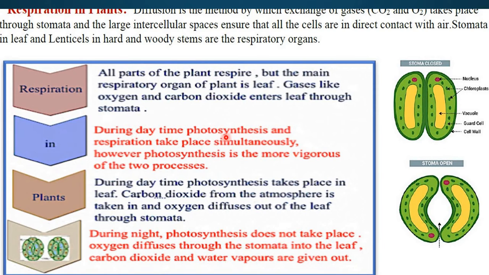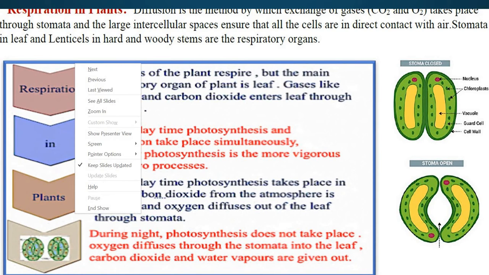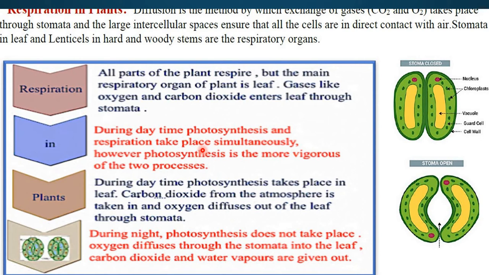During daytime, photosynthesis and respiration take place simultaneously. However, photosynthesis is the more vigorous of the two processes due to the presence of sun, obviously. During the daytime, photosynthesis takes place in the leaf. Carbon dioxide from the atmosphere is taken in through stomata, and the oxygen diffuses out of the leaf through stomata.